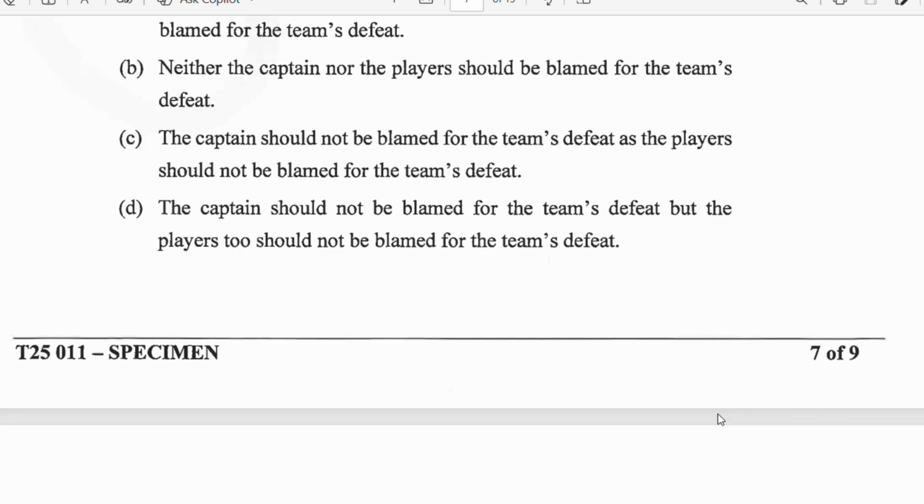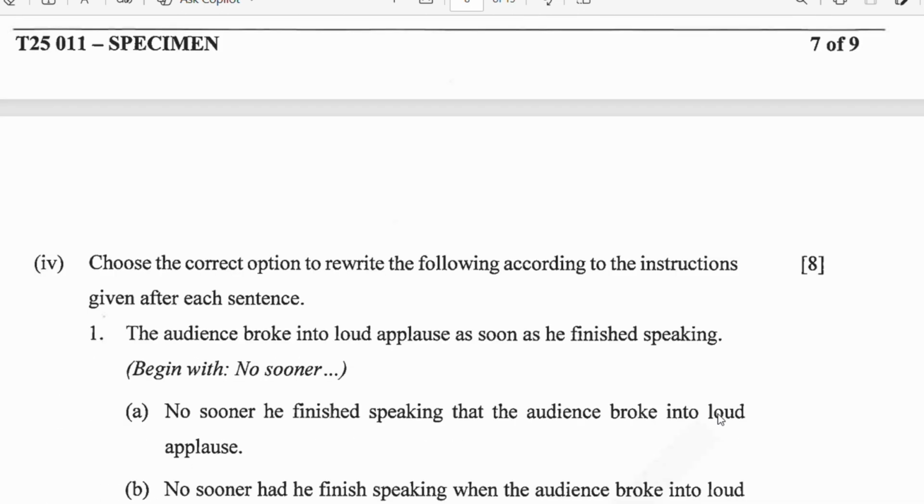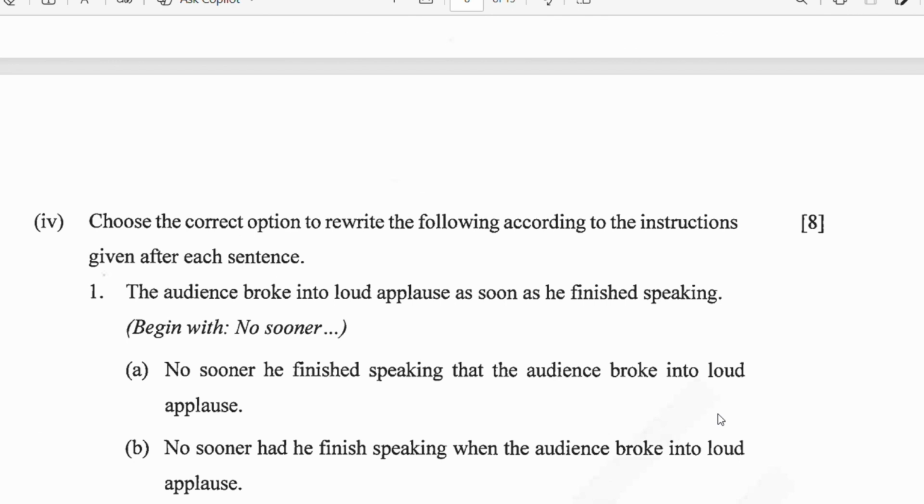Pause the video and write your answers first. Then check with the correct explanations. Let us begin.